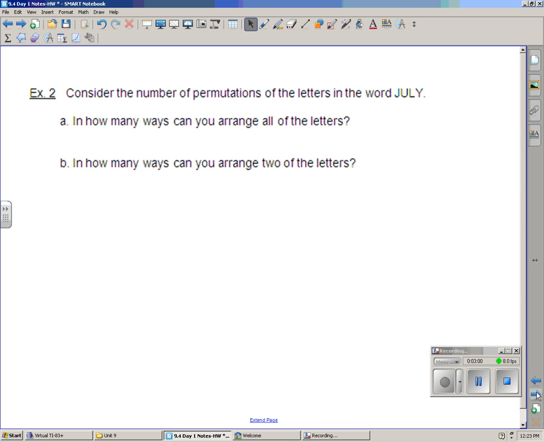This we did already. Consider the number of permutations of the letters in the word July. How many ways can you arrange all of the letters? Well, if I'm going to use all 4 letters, I've got that 4 factorial, which is 4 times 3 times 2 times 1, and that comes out to be 24 ways.